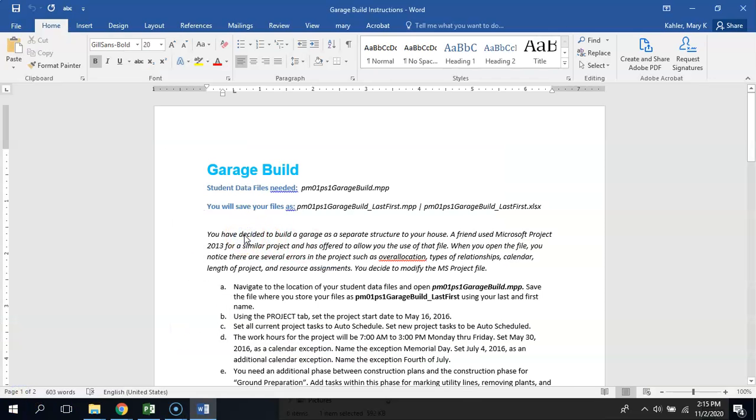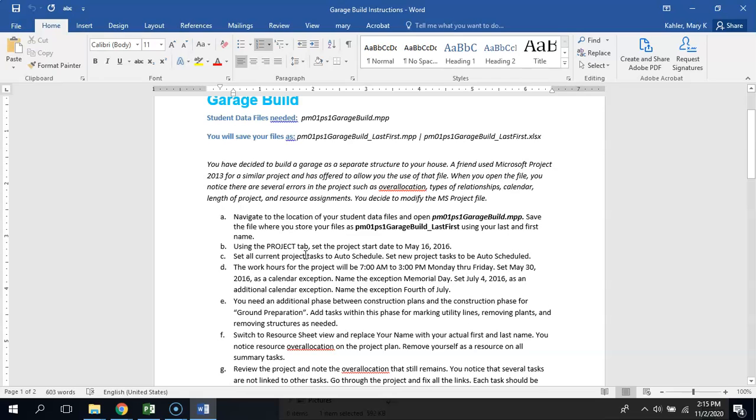Okay, so here's our scenario. You've decided to build a garage as a separate structure to your house. A friend used Microsoft Project for a similar project and has allowed you to use that file. So that's what you have, that garage build file. When you open the file, you notice that there's several errors in the project, such as overallocation, types of relationships, calendar, length of project, and resource assignments. So we're going to go through and fix up the file.